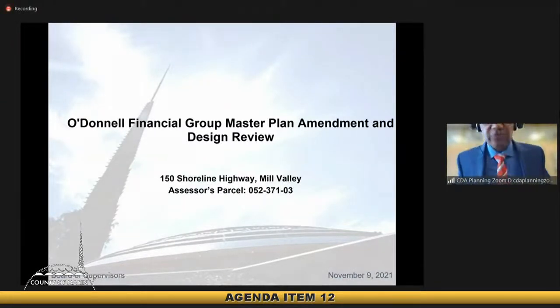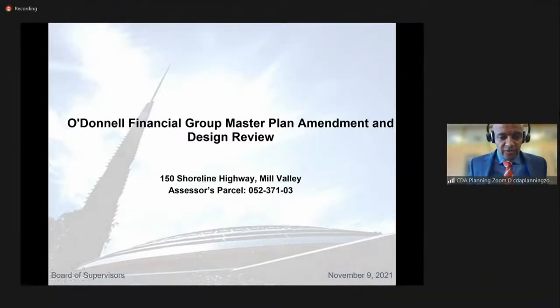Good afternoon, board members, as well as members of the public. The project before the board today involves a master plan amendment, a design review, and the certification of a mitigated negative declaration. As Tom just stated, under the Marin County Development Code, because this project involves a master plan amendment, the Board of Supervisors is the decision-making body. The Planning Commission serves in an advisory role.